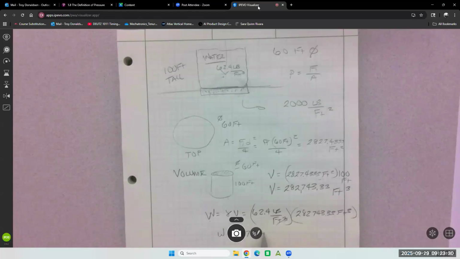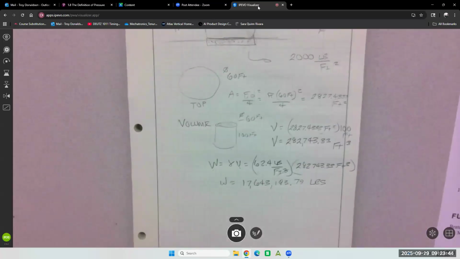17,643,183.79 pounds, $17 million, right? Okay. That was a lot of weight. And what's that weight acting over? An area. Right? That's how we get to pressure.